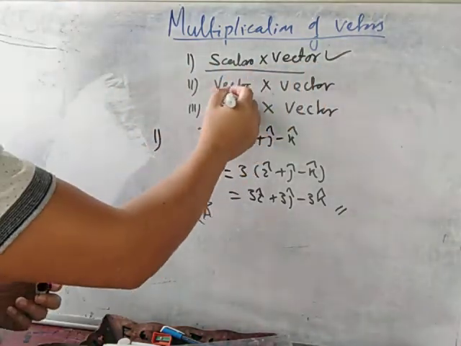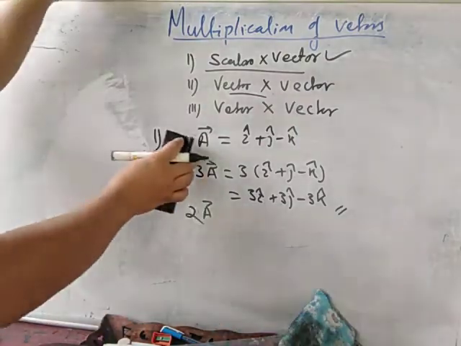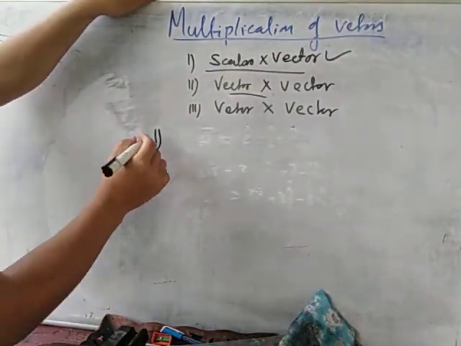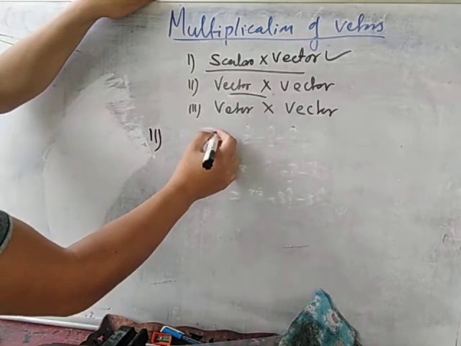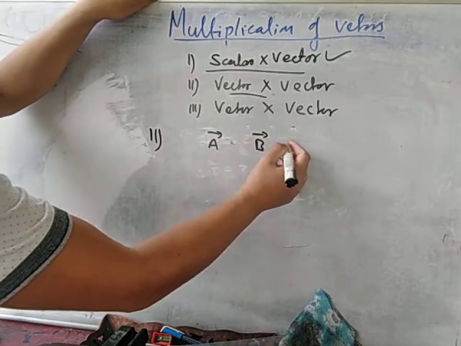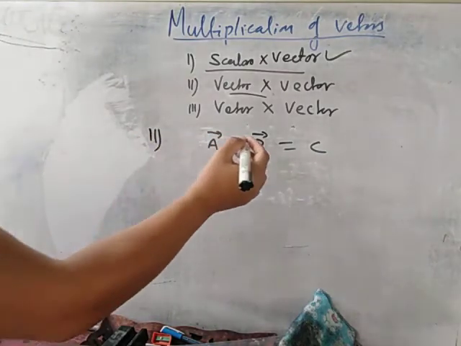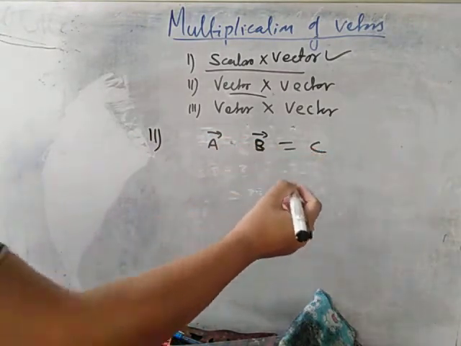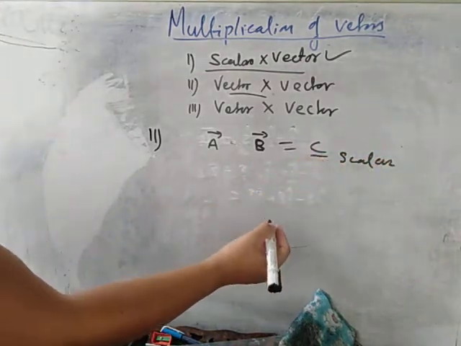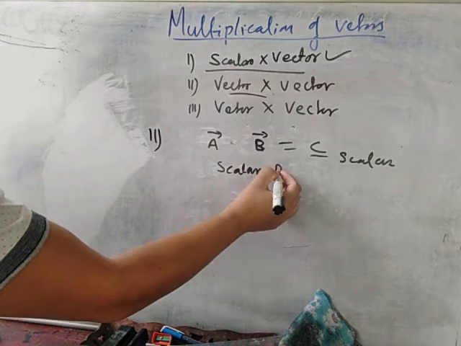Now next is this one. This one says that if I multiply vector with vector, I'll get vector? Okay, second, vector a multiply by vector b. These two are vectors, and if you multiply and the result is scalar, then we call it scalar product.